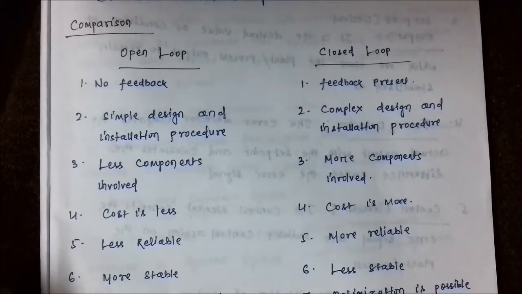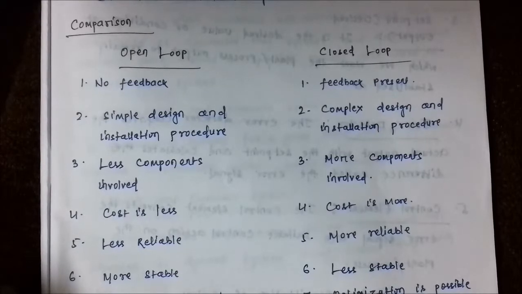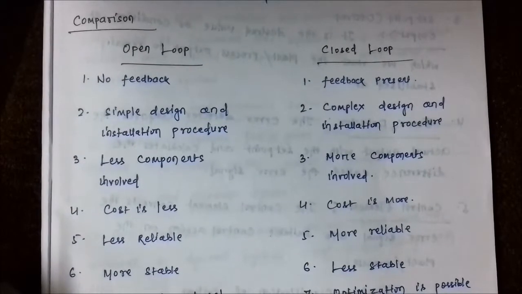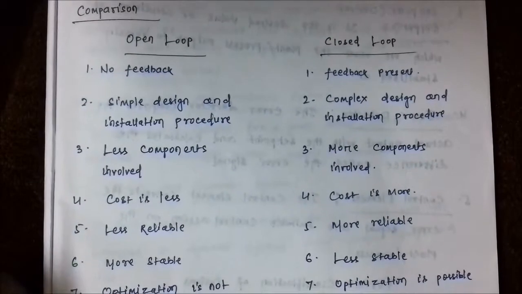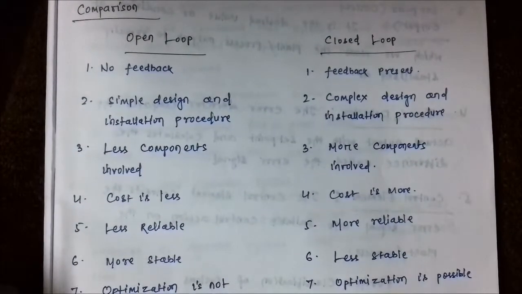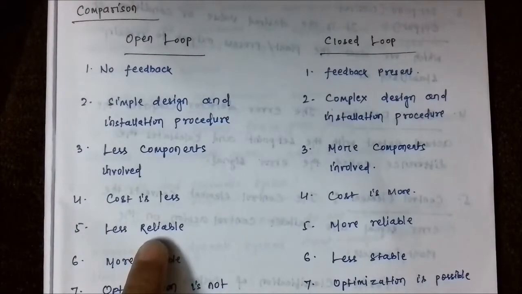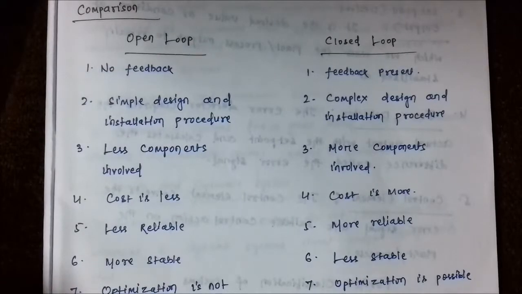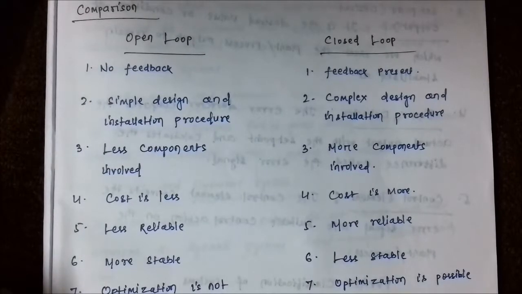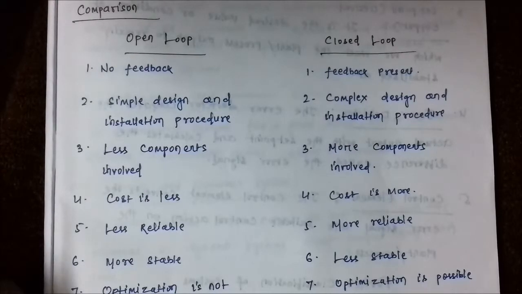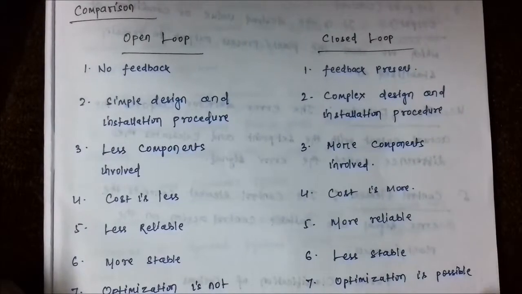And in open loop, as the operation is based on the human factor, it's less accurate and hence less reliable. Whereas in closed loop the entire system is automatic, it's not manual. Everything is automated because of the feedback and the error detector. So as a result of it, it becomes more accurate and more reliable.